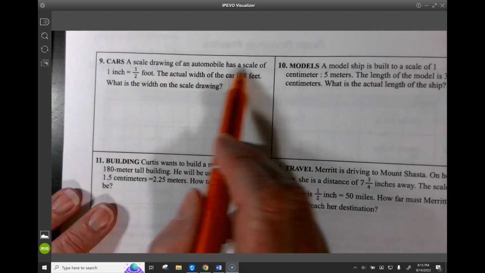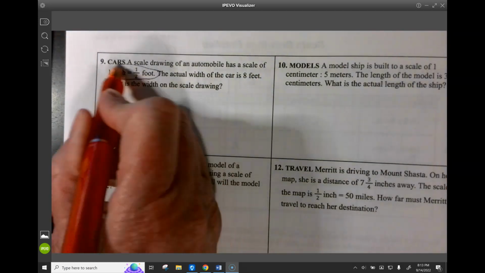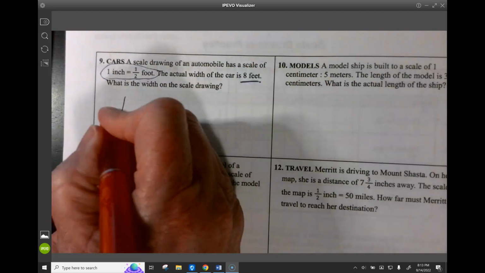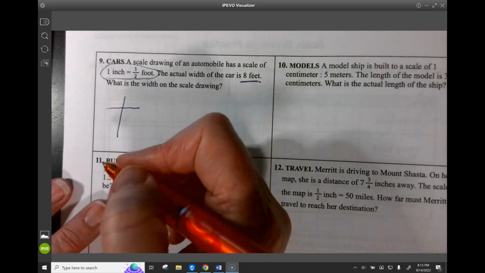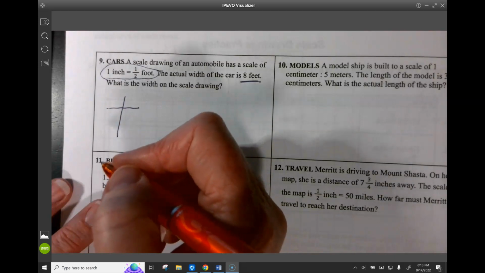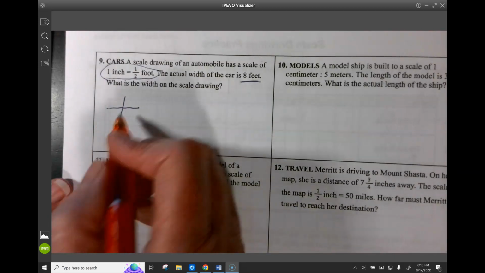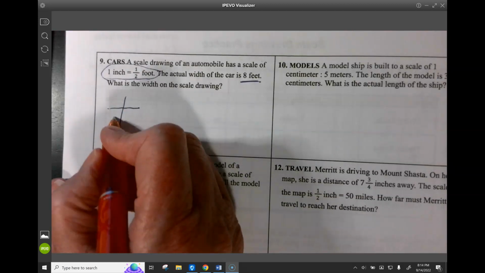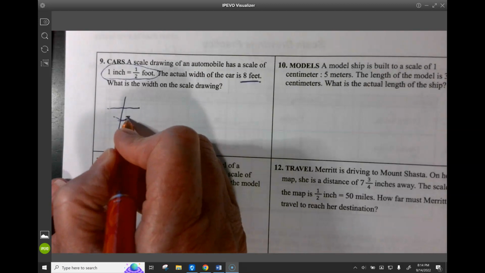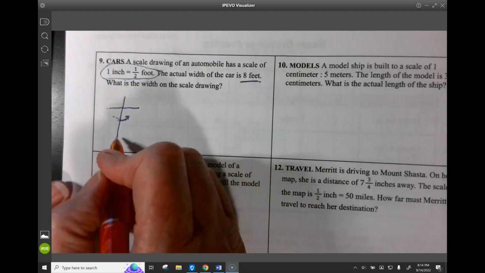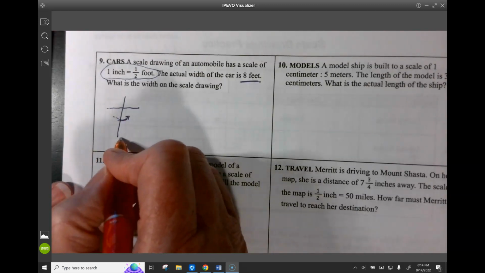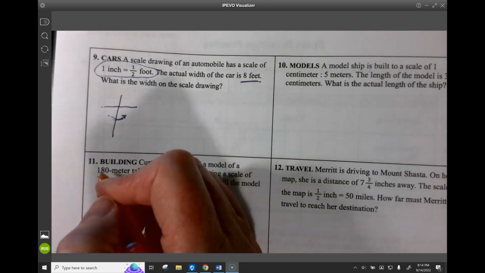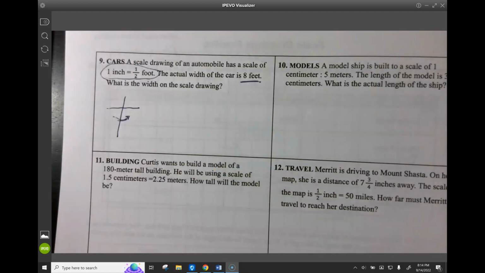Scale drawing of an automobile has this as my scale. And I know that I have 8 feet. Hello? Draw a table. Plug it in. Makes your life easier. Okay? And always remember that it has to get bigger. So if I'm going to get bigger, I'm going to multiply by a number greater than 1. If I'm going to get smaller, if I go this direction, I would multiply by a scale that is less than 1. That is a fraction that's less than 1.